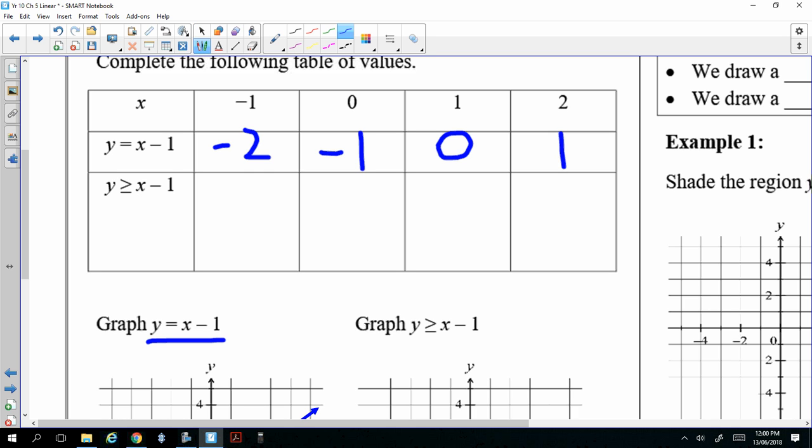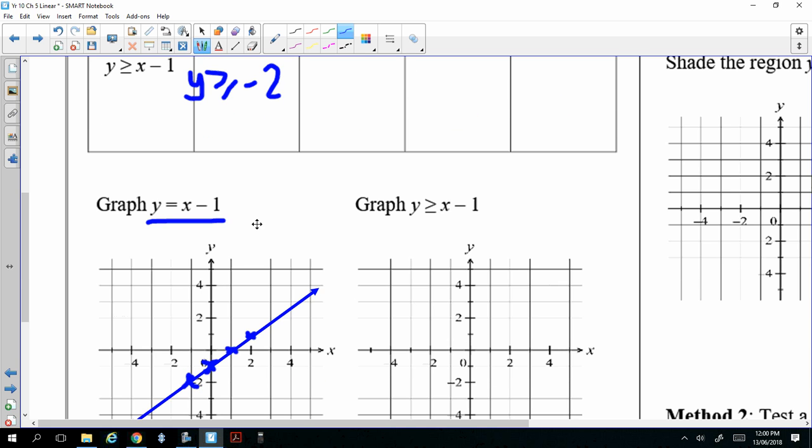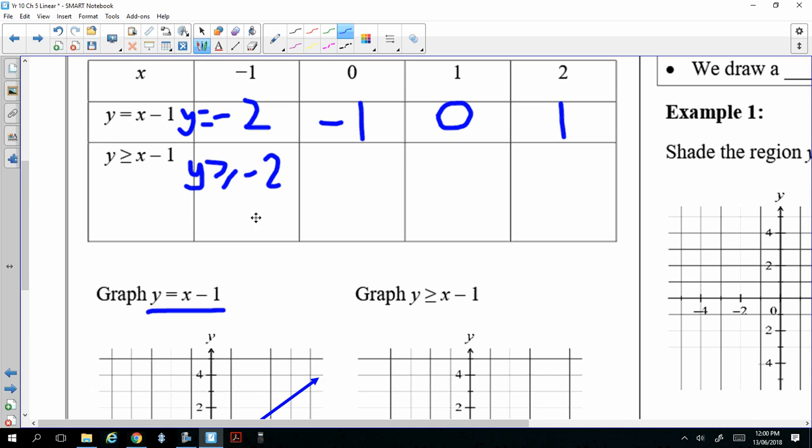So let's draw this. We substitute -1 into x. For the top bit you get y equal to -2. The bottom bit you get y bigger than or equal to -2. We have to interpret the meaning of this. Before, the meaning is just one single point. This meaning is not a single point, it's a set of points.